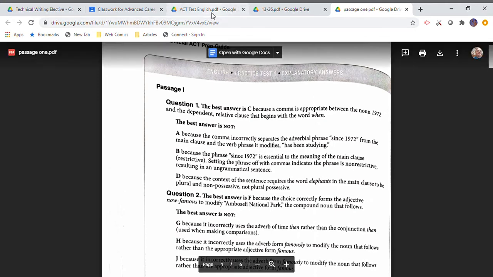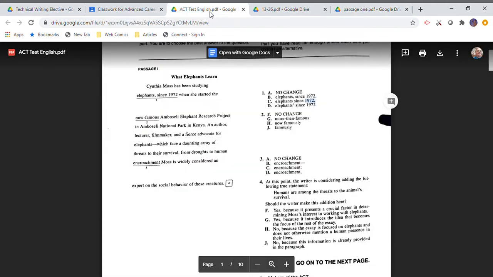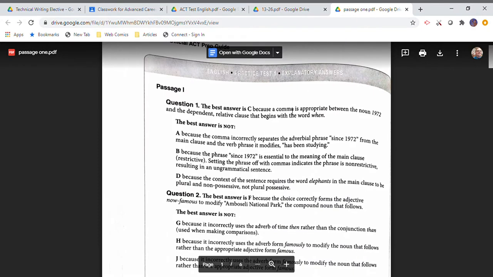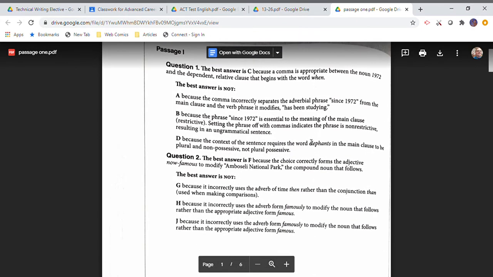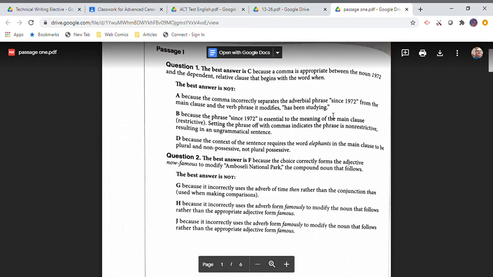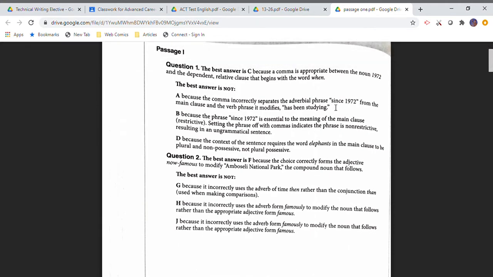So if we look back, Cynthia Moss has been studying elephants. Boy, they're using a lot of advanced English words here. Because the comma incorrectly separates the adverbial phrase since 1972. Since is an adverb, so since 1972 is an adverbial phrase. And like I said, it causes a pause between those two things, and there doesn't need to be a pause.